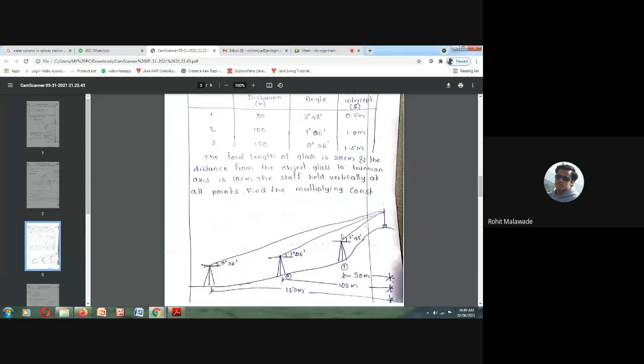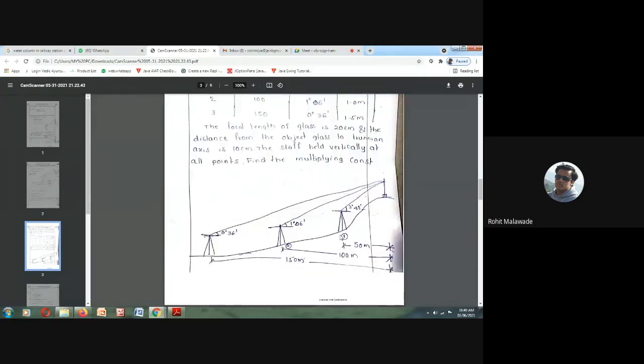So first, before going to the problem, the first important thing is you need to interpret the problem. You need to draw the problem very well. You need to interpret it very well, and then you should go on solving the problem.